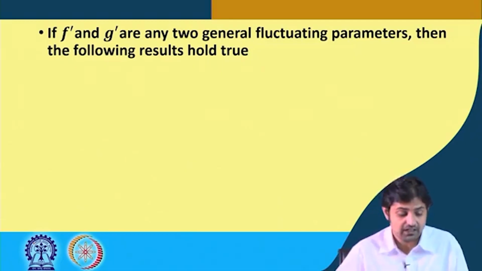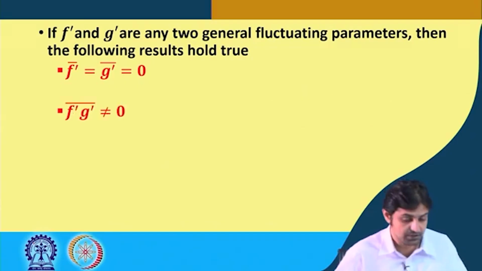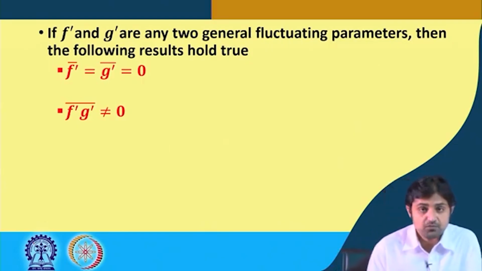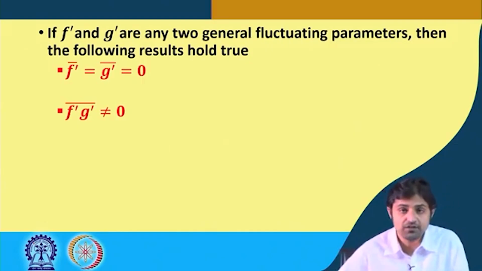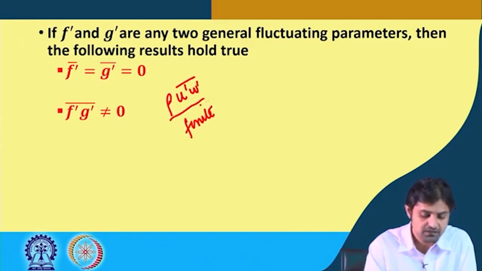So if we say that F prime and G prime are any two general fluctuating parameters, we also have dealt with this in our previous slide, then the average of F prime is going to be 0. So F prime whole bar and G prime whole bar is 0. Also we know that F prime multiplied by G prime and taken the average of that quantity is not equal to 0. If you recall, the Reynolds shear stress is u prime w prime. If this was 0, then there would be no Reynolds shear stress, right? But this is not equal to 0, therefore there is a finite shear stress.